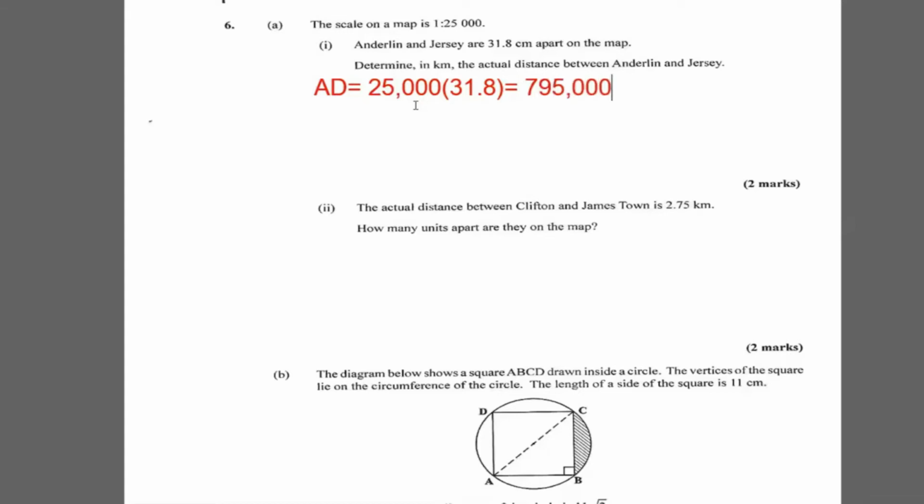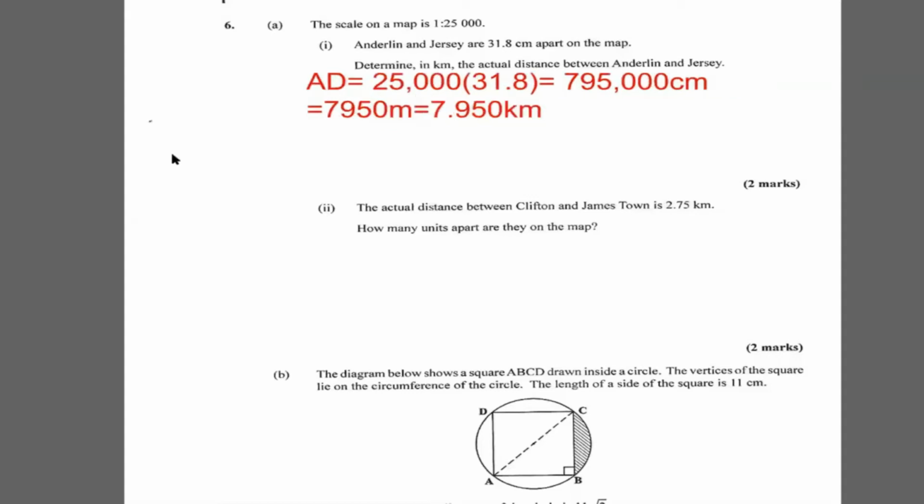And that's in centimeters. So we need to convert this to kilometers. First divide it by 100 to get it to meters. If you divide it by 100 first, that's 7,950 meters. Then you can divide it by 1,000 to get it in kilometers. And so it is 7.950 kilometers, right? So that's the actual distance. So they're actually pretty close by.